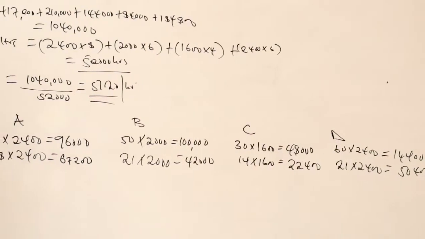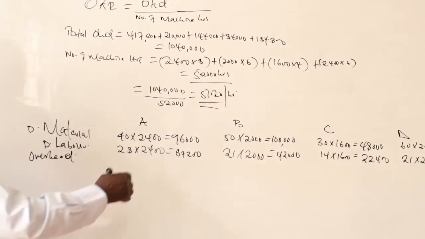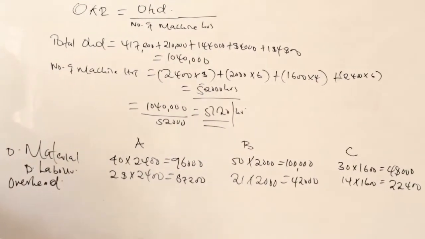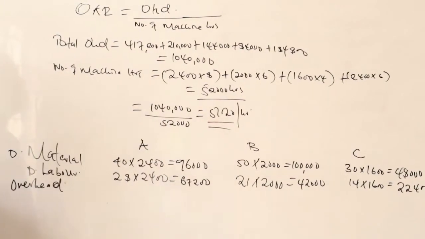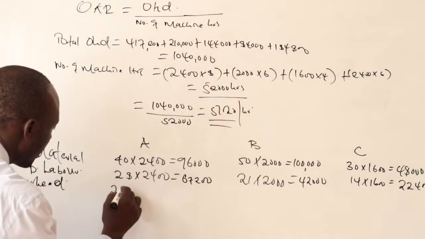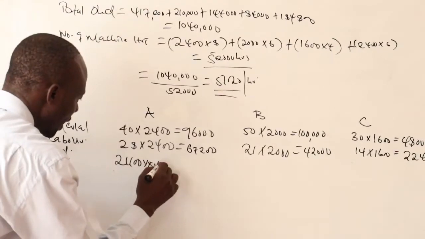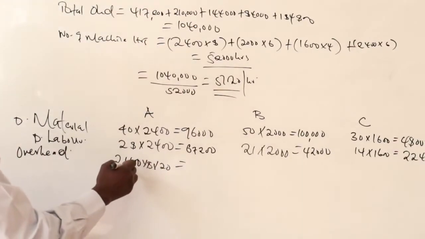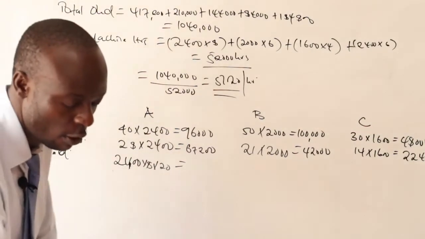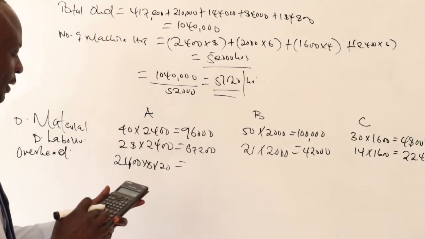And then here we come to overheads. This one you need to understand. We are saying our absorption rate is 20 shillings per machine hour. So the total machine hours product A consumed will be multiplied by 20. We have been told we have 2,400 units. Each unit requires 8 machine hours, and then we multiply by 20. So 2,400 times 8 is to get the total machine hours for product A. So 2,400 times 8 times 20.